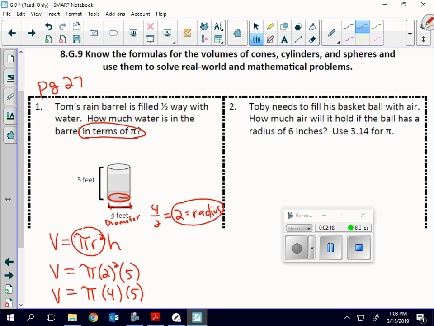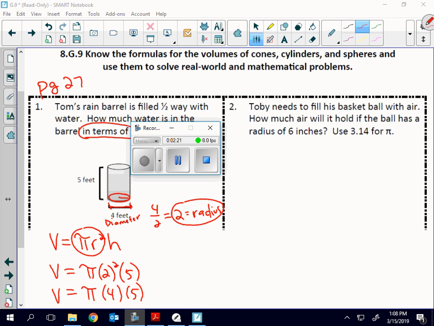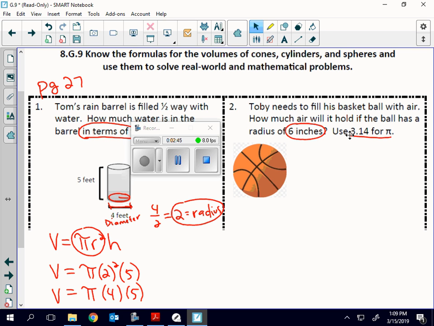All right. This one, we're not writing in terms of pi, we're using 3.14. Toby needs to fill his basketball with air. How much air will it hold if the ball has a radius of 6 inches? Air inside a sphere is volume. A basketball is spherical shaped, right? A 3-dimensional circle. The volume formula of a sphere is 4/3 pi r cubed. Remember, when it's a sphere, because there's no height, you have r cubed.